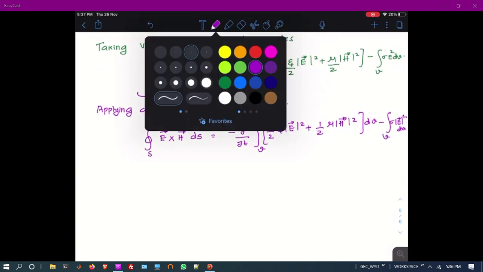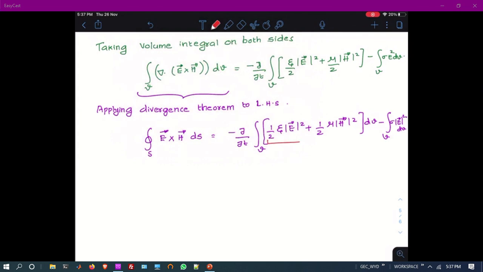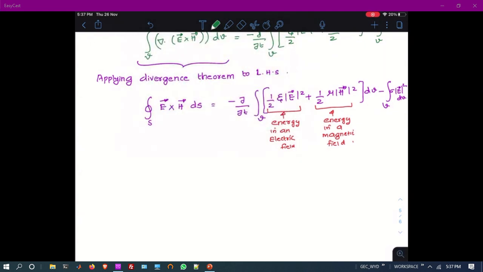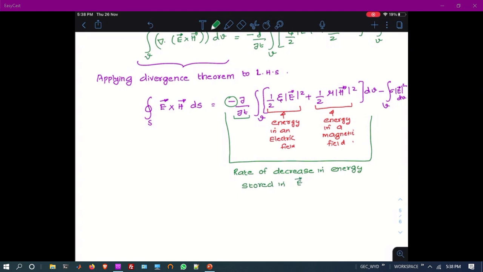If you look at the right hand side of the expression, you see this is actually the energy in an electric field. And this is actually the energy in a magnetic field. And this is actually a rate of change of energy because there is a dou by dou t, and there is a decrease in energy because there is a minus sign. So this is actually a rate of decrease in energy stored in electric and magnetic fields.